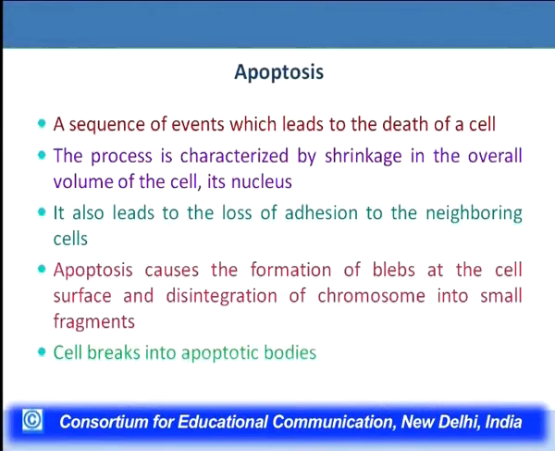Then it also leads to a loss of adhesion of the cell to the neighboring cells. Most of the cells, except the RBCs and WBCs, which move in the blood vessels of the body, are in intimate contact with the neighboring cells. Whatever cells are going to be subjected to apoptosis lose contact, lose adhesion with the neighboring cells, and this loss of adhesion is a very important factor. The adhesion to neighboring cells is required for the cell to function normally. Now the cells which are going to die lose their contact or adhesion to the neighboring cells.